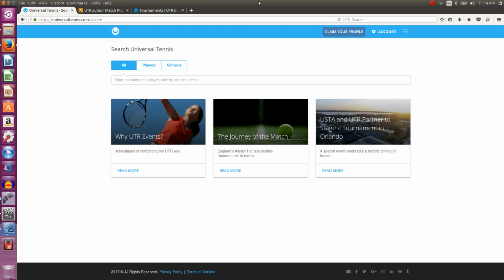So no matter what country you're from or what gender you are, a 5 is a 5, an 8 is an 8, a 10 is a 10, and that's the whole goal of this program. It started out as a tool for colleges to recruit kids, so they have a better idea of the level of a kid in Spain versus a level of a kid in the US. So if they have the same UTR, then they should be very equal players.